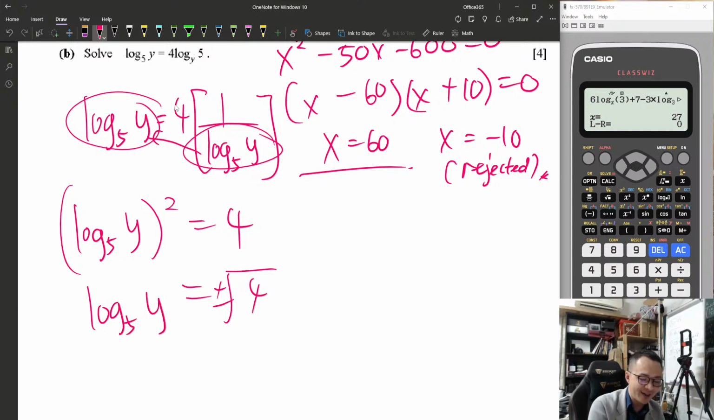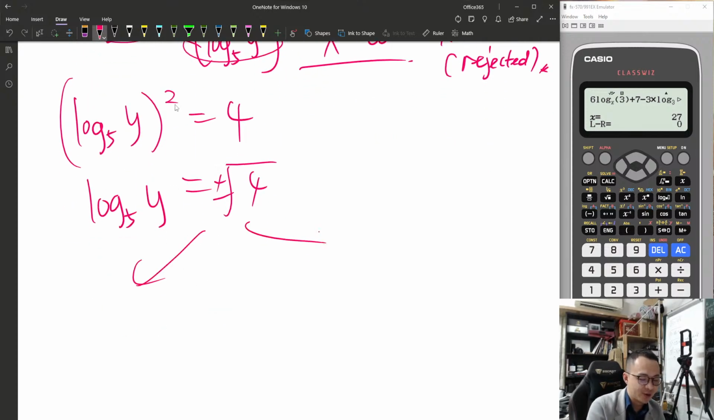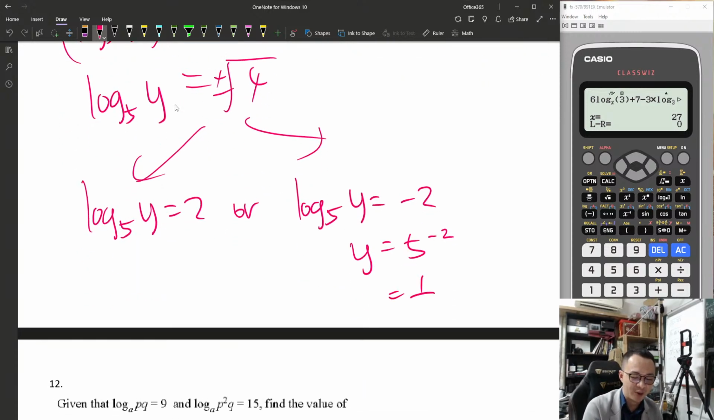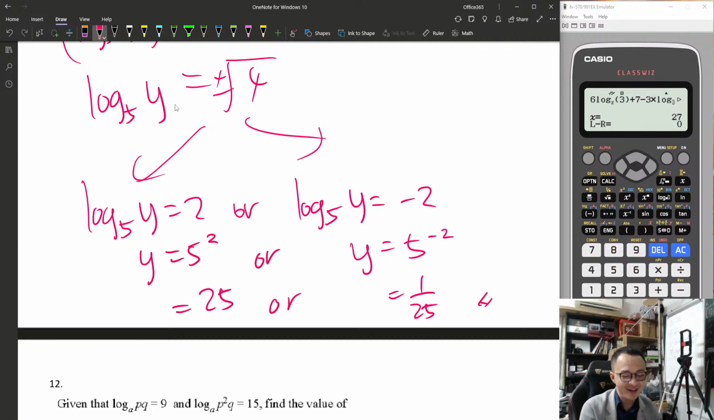Because I can get two different answers. So therefore, I have log 5y equals 2 or log 5y equals negative 2. This is 5 to the power of negative 2, which is 1 over 25. This is 5 to the power of 2, which is 25. Okay, done. Another 4 marks.